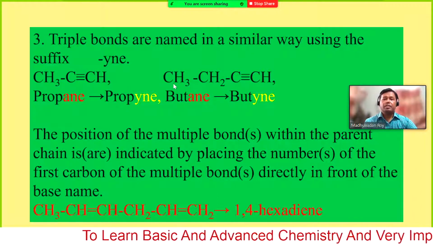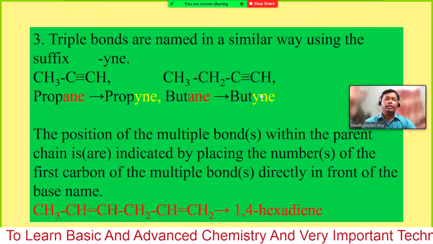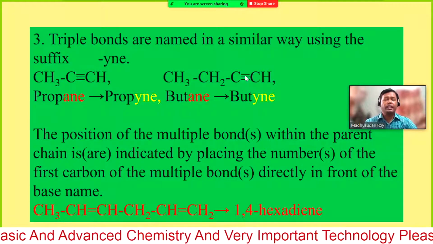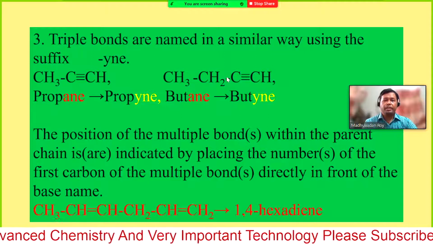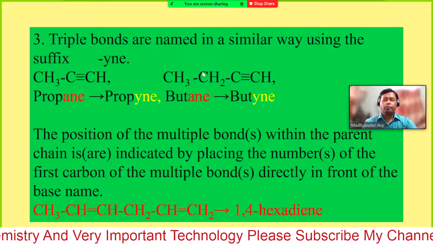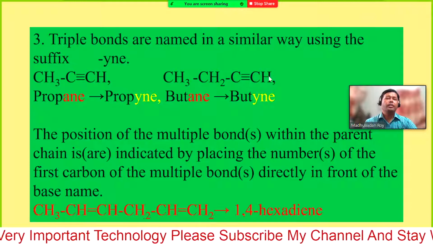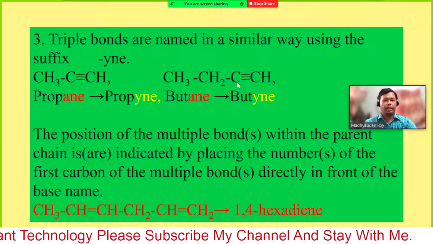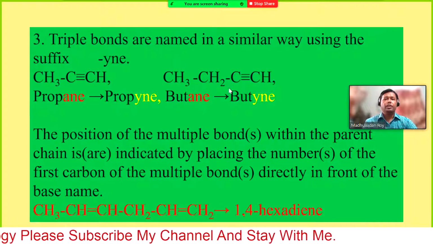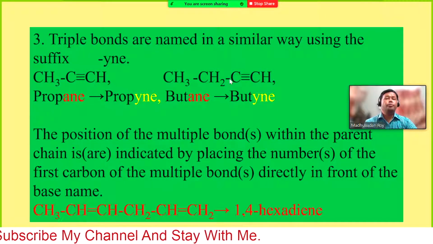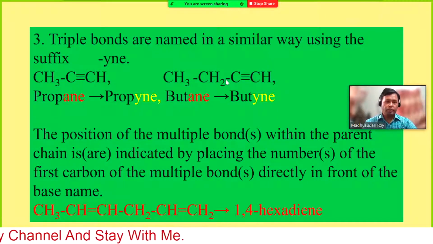Okay. Then we are numbering and we are mentioning the position. Now, if you have the triple bond in between these two carbons, carbon 2 and carbon 3, or you can number this way, that is also okay. So carbon 2 and carbon 3.